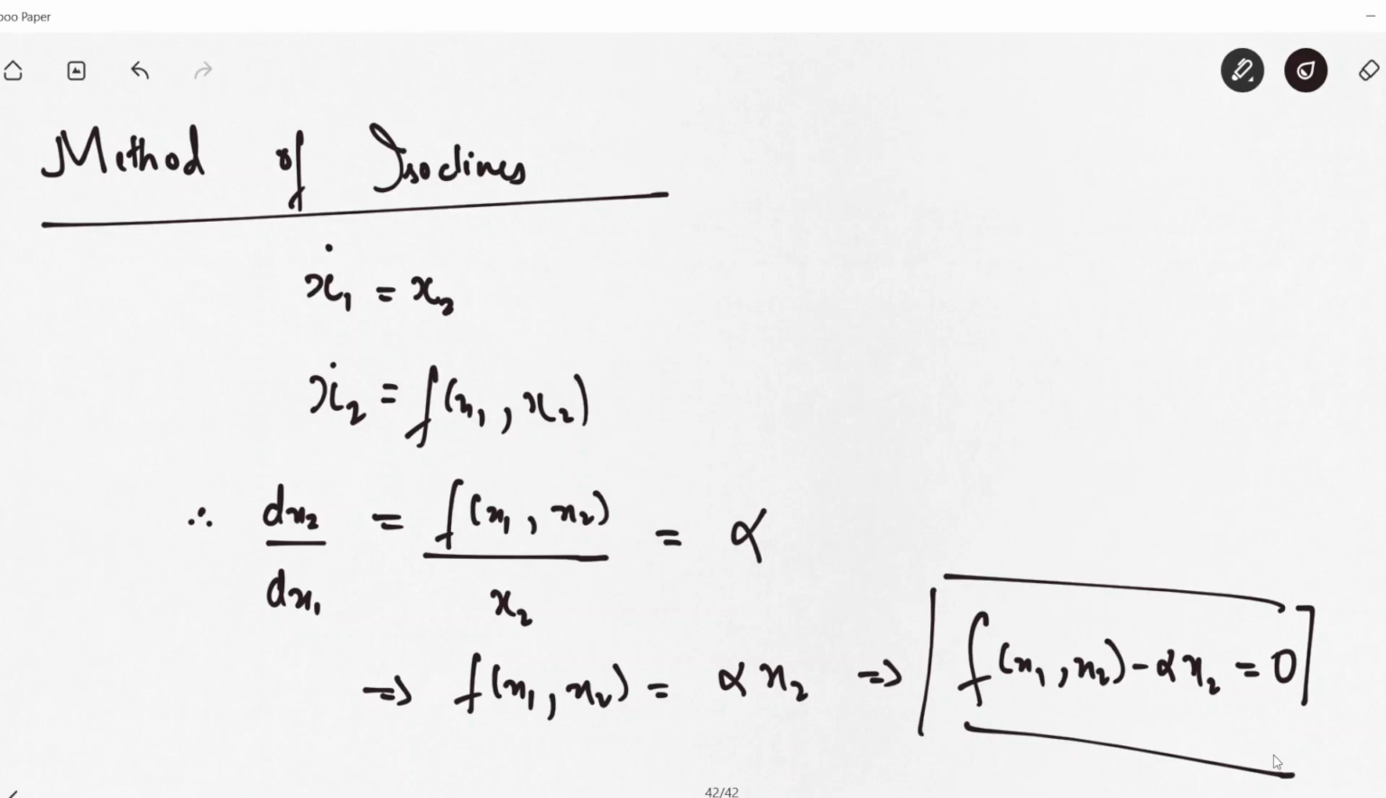Now we'll find out for different values of alpha what these equations will be. So we'll be getting different tangents. Once we have different tangents, we can combine those tangents to get the portrait of the actual trajectory of the system that is described by x1 dot and x2 dot. To understand this, we'll take an example.